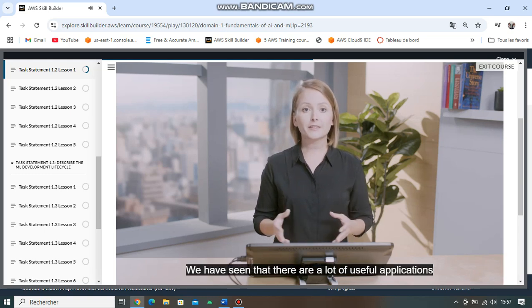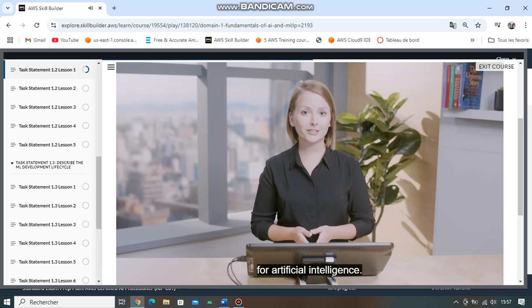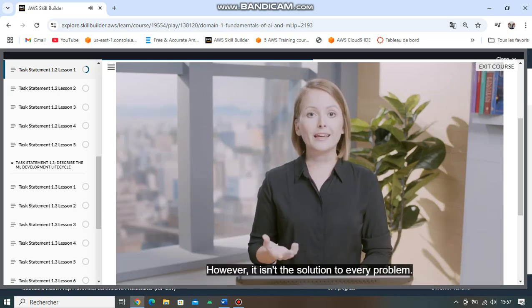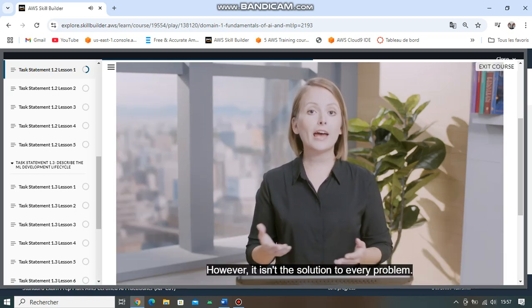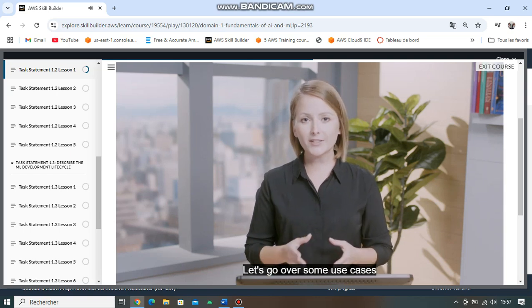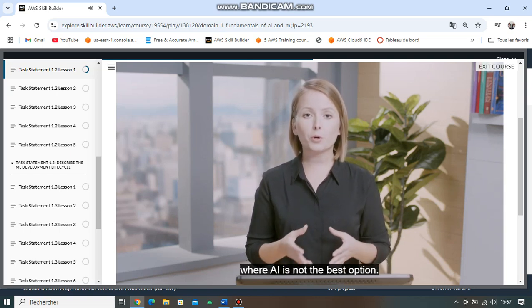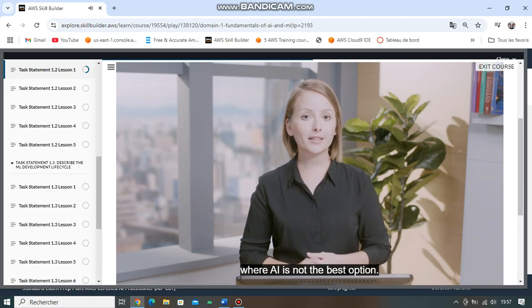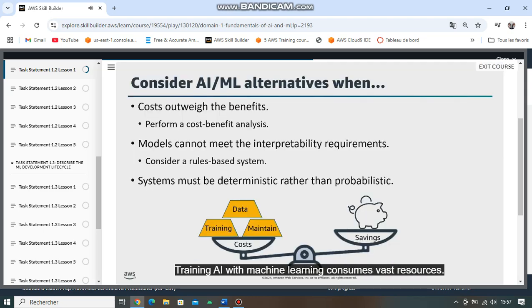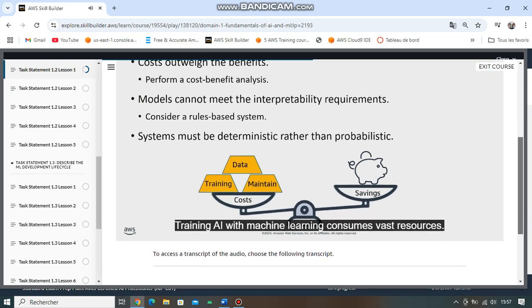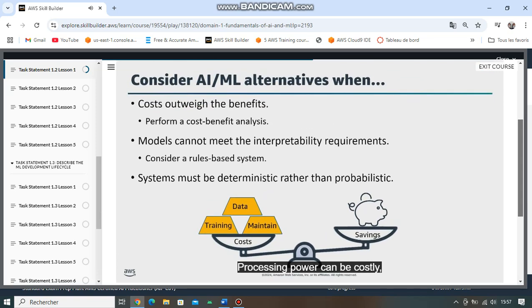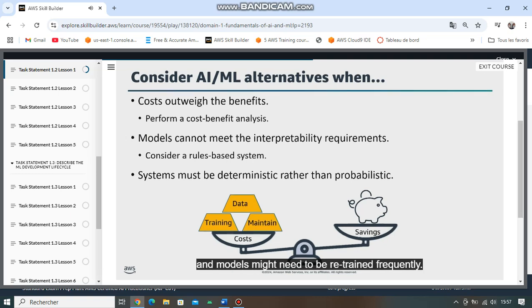We have seen that there are a lot of useful applications for artificial intelligence. However, it isn't the solution to every problem. Let's go over some use cases where AI is not the best option. Training AI with machine learning consumes vast resources. Processing power can be costly, and models might need to be retrained frequently.